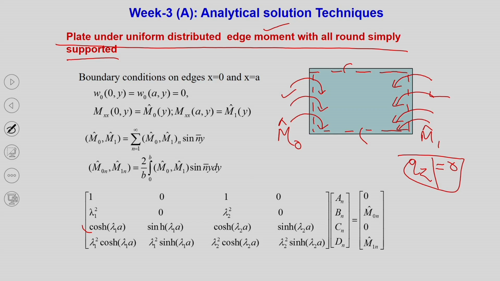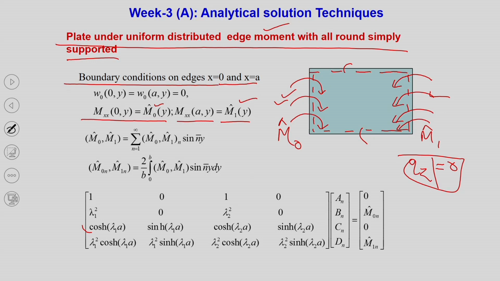So where does the only difference come? You set up a boundary condition at x is equal to 0 and x is equal to a. Deflection is 0, but you have an applied moment at x is equal to 0, let us say m hat 0. Whenever we say applied traction, we denote it by a hat to distinguish it from the resisting moment. Then at x is equal to a, m1 hat. So these are functions of y.